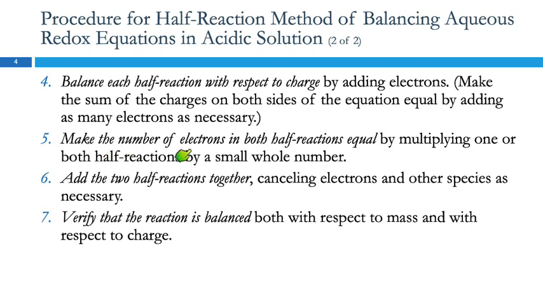The next step is to make the number of electrons in both half reactions equal, and that's done by multiplying one or both half reactions by a small whole number. Then we add the two half reactions together, canceling out the electrons and anything else that we can, and then we should always double check that it's actually balanced. So those are the instructions for the half reaction game.